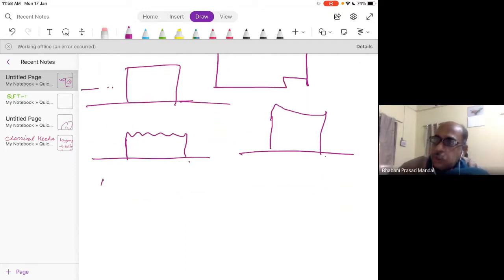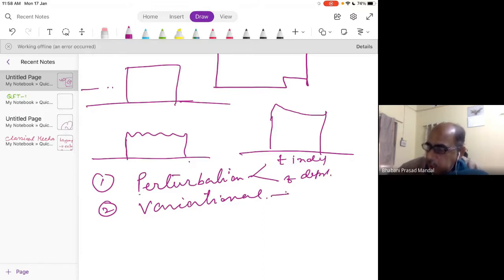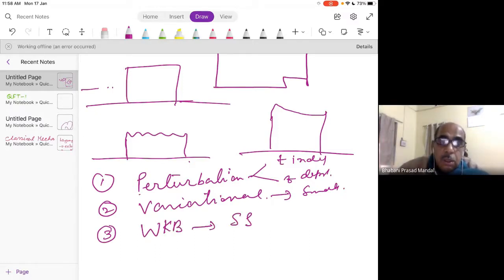And I'm going to teach you a few approximate methods. First is perturbation. Second is the variational method. Perturbation has many things: time independent, time dependent, degenerate, non-degenerate. It is a big topic. The variational principle is a small topic. There is another method, which is called WKB. This Dr. Sewach will teach. This WKB method will be taught by him. So I'll teach this, and then I'll come to scattering. So in my part, there will be scattering.